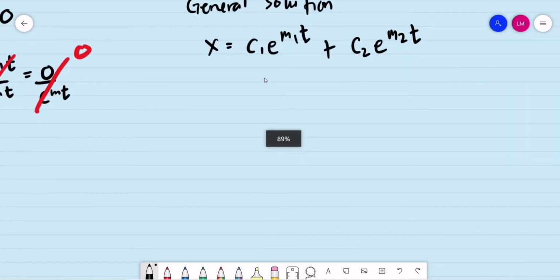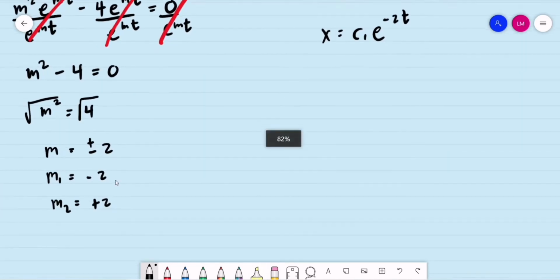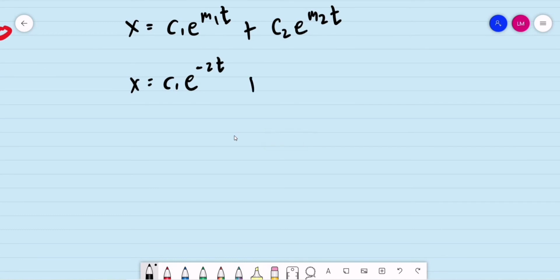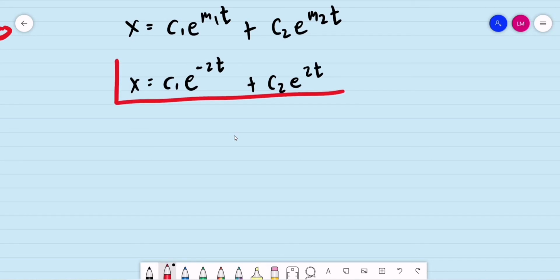So for our general solution, all we have to do is substitute. This is now x is equal to c1 e raised to negative 2 times t, since our m1 is negative 2, then plus c sub 2 e raised to positive 2 times t. So this will be the general solution, or the equation of the general solution.